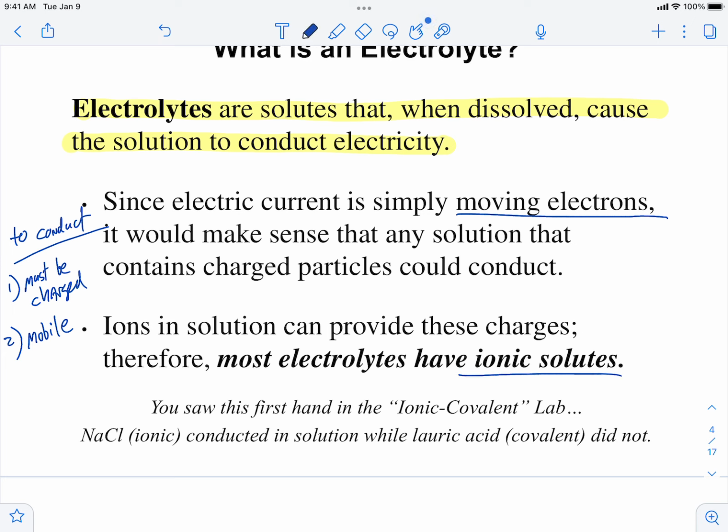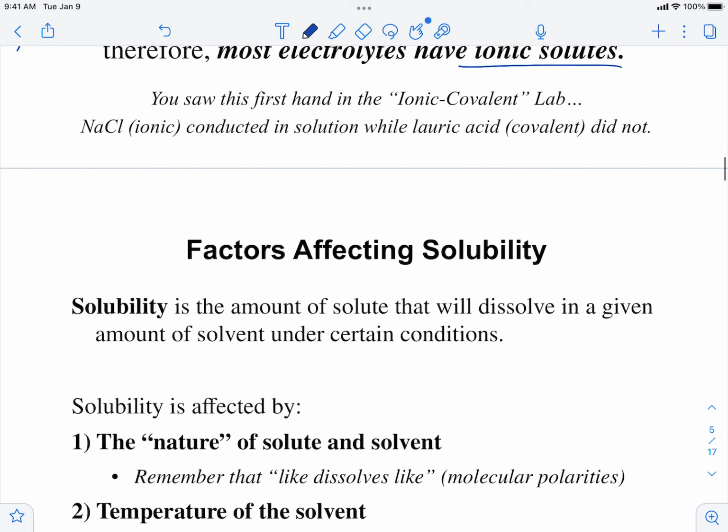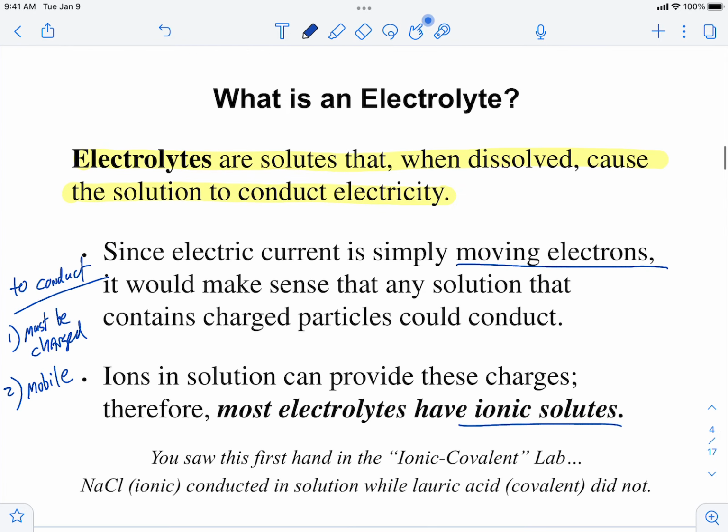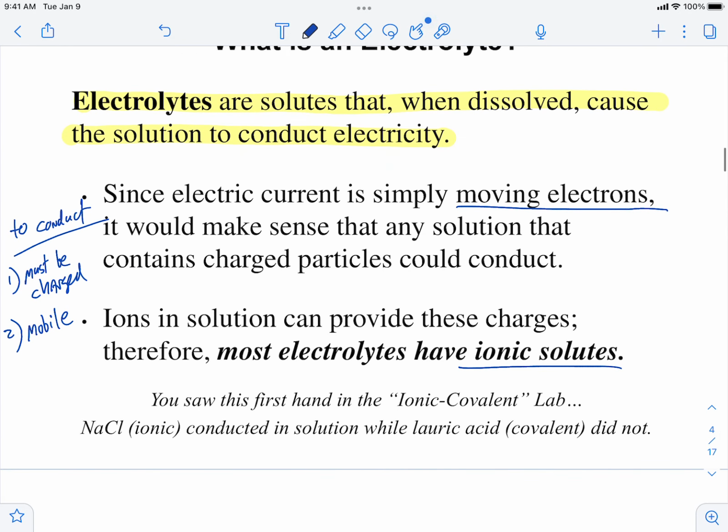And it's pretty easy to test because you just get yourself a conductivity tester, and I'll show you here some examples of that in just a second. Okay. So I'm going to stop this here, and we're going to start talking about our lab.